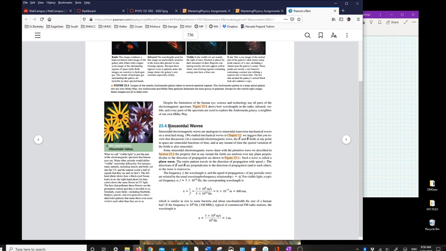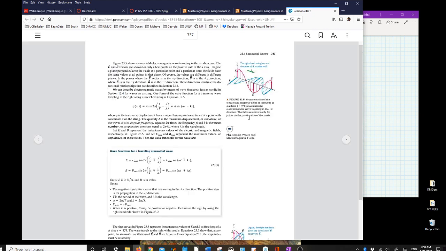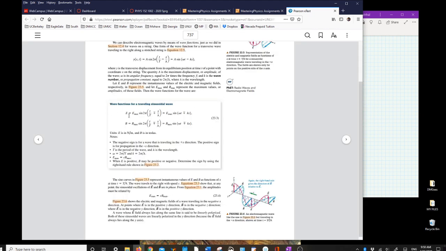The section is sinusoidal wave, and when we say sinusoidal wave, we mean a wave that can be described by a sine or a cosine function, right? And we are covering electromagnetic waves, and these are sinusoidal waves because we can describe them by a sine function or a cosine function. Our textbook chooses the sine function. And then you will have this equation right here, equation 23.3, a very important equation.